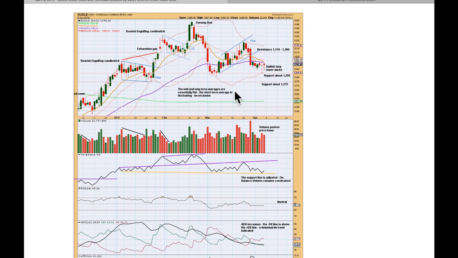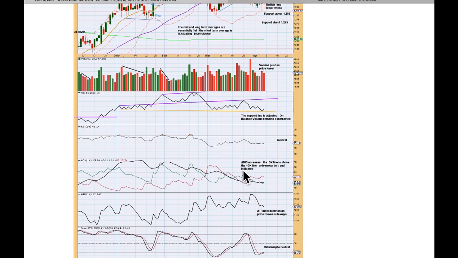The target using the flagpole, deducting that length from the breakout point, is 1238 for the next downward movement to reach. There's a little bit of a pause here, but that doesn't necessarily mean that that target isn't going to be reached. Price is finding support around 1285, next support below about 1275.